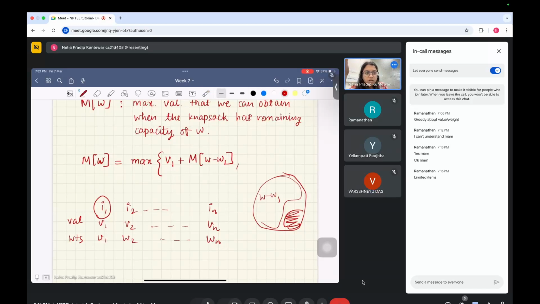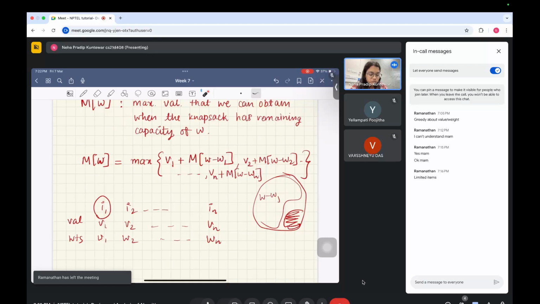Similarly, I don't know which item to take, right? It could so happen that maybe taking the second item actually gives me better. Maybe taking the first item is not good for me. Maybe the second item is better. So V2 plus m of w minus w2, and so on. Same thing happens for V3 and all the way up to Vn plus m of w minus wn. Then to solve this, we are recursively going to use the same formulation. So m of w minus w1 will be max of, you do the same thing again and again.